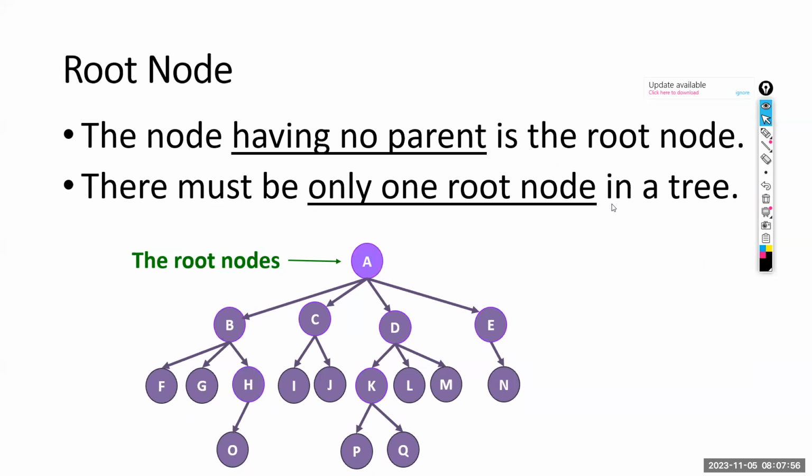So let's take them one by one. The root node. Every tree has a root node, and only one root node. You can't have multiple root nodes. And that is a node having no parent. So every other node has a parent. You can see A is the parent of C. K is the parent of P. But there's only one node in the tree that doesn't have a parent, and that is called the root node.